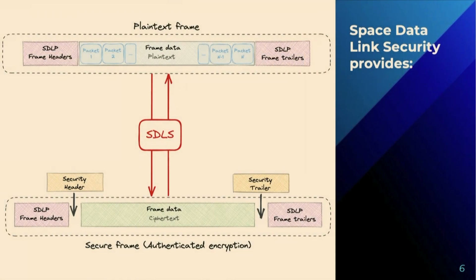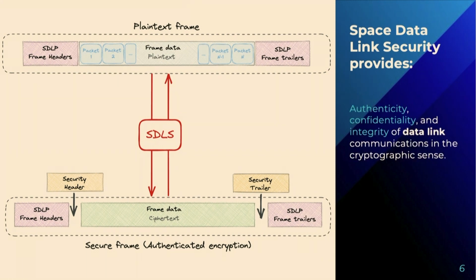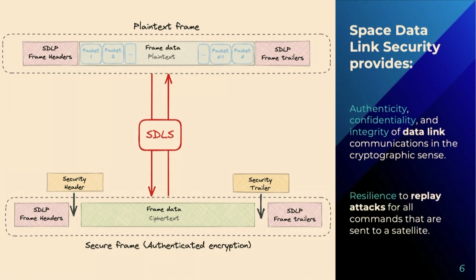And second, we are also applying additional data in the form of a header and a trailer, which provide information such as a message authentication code. This is the mechanism that allows us to ensure authentication of the frame, because this can only be calculated by anyone who has the same shared secret as you. So this provides the authenticity, confidentiality, and integrity guarantees in the cryptographic sense that we require for the security of the data link. There are additional mechanisms in the standard which allow us to avoid replay attacks. This is to make sure that any command that has been accepted at least once by the spacecraft will not be accepted once more.